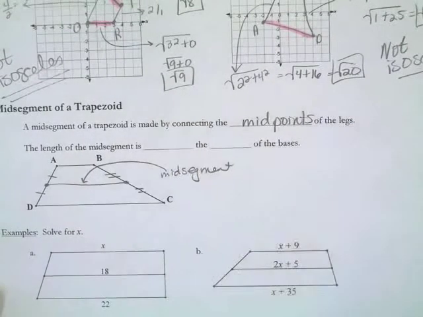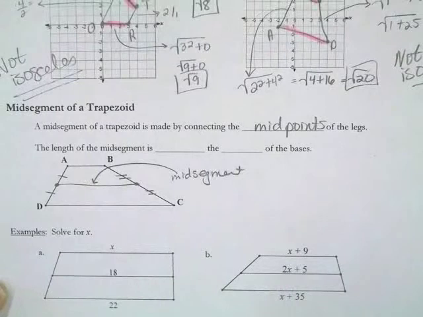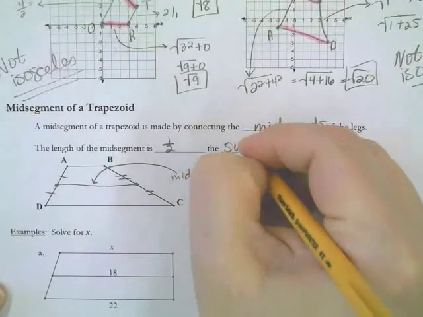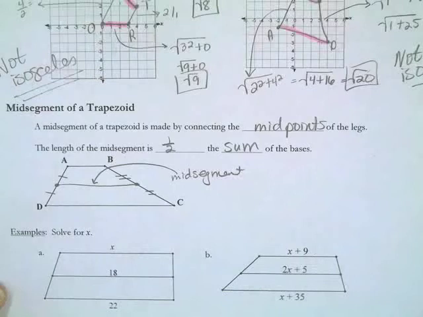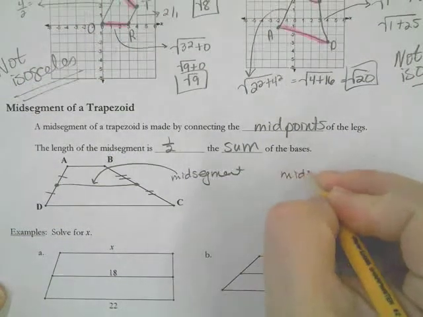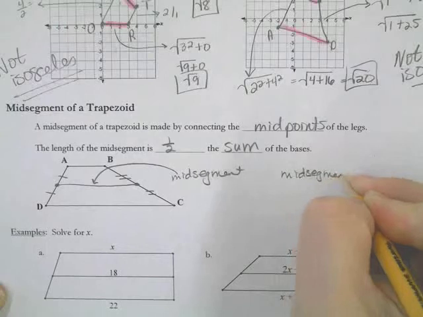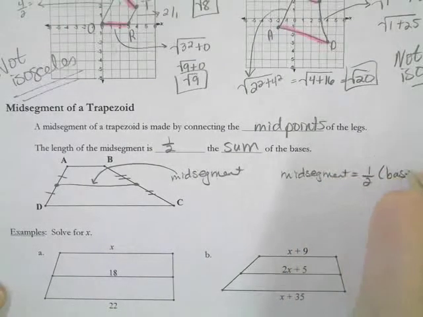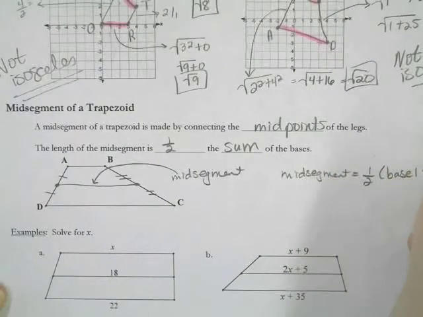Okay. Now there is a rule of the mid-segment, and the length of the mid-segment is half the sum of the bases. So the mid-segment equals 1/2 of base 1 plus base 2. That's kind of in a formula that will work.